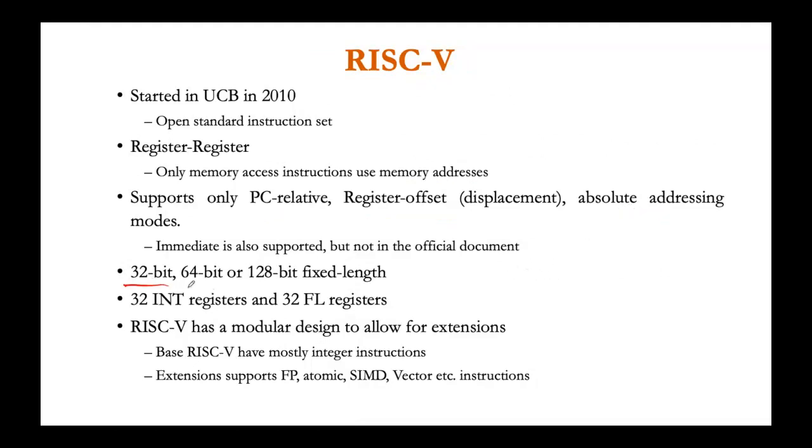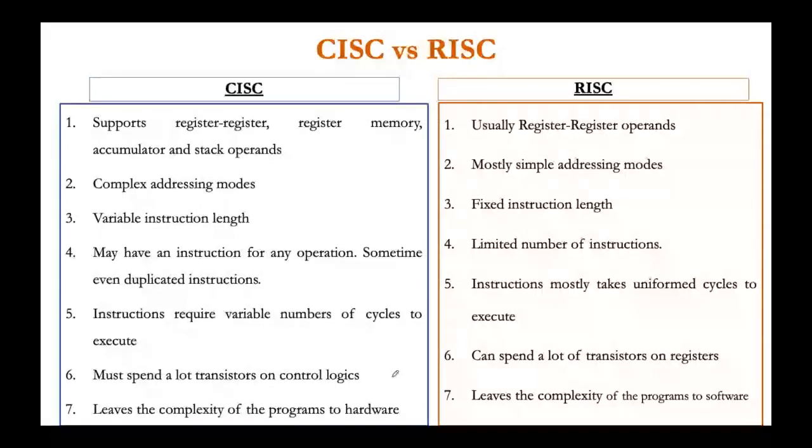It uses 32-bit, 64-bit, and 128-bit fixed length instructions, and 32 integer registers and 32 floating point registers are used to implement the operations. RISC-V has a modular design to allow for extensions; the base RISC-V has mostly integer instructions. The extensions support floating point operations, automatic increment and decrement, and single instruction multiple data instructions. Finally, see the comparison of CISC versus RISC.